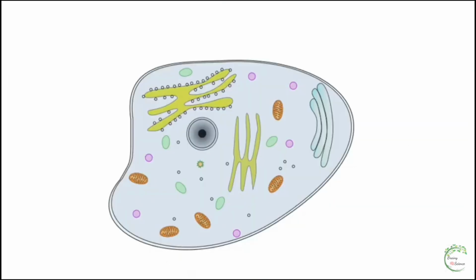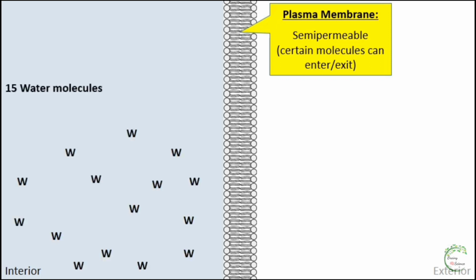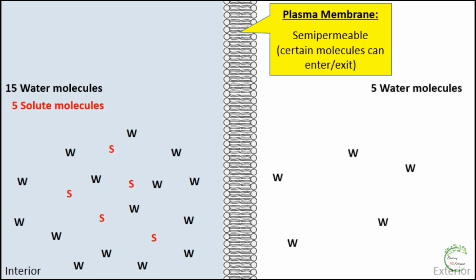Okay, well, here is our cell again, and like we saw before, let's go ahead and zoom into this area of the cell membrane. And when we do zoom into this area, we can again label the cell membrane, the plasma membrane, as being semi-permeable. And let me add 15 water molecules inside the cell, and let me add 5 solute molecules inside the cell. On the outside, let me add 5 water molecules, and let me add 5 solute molecules.